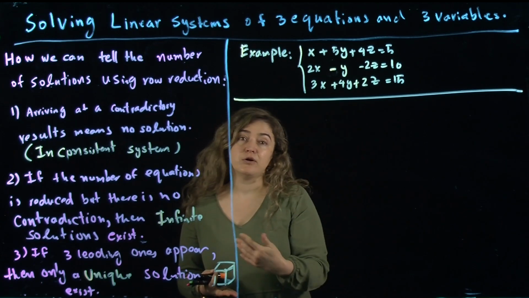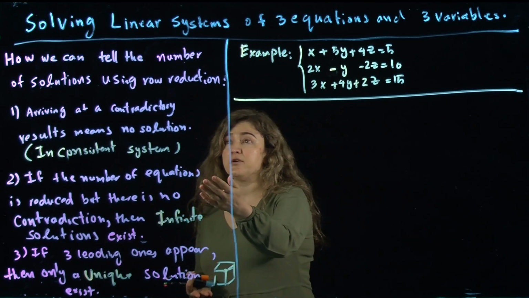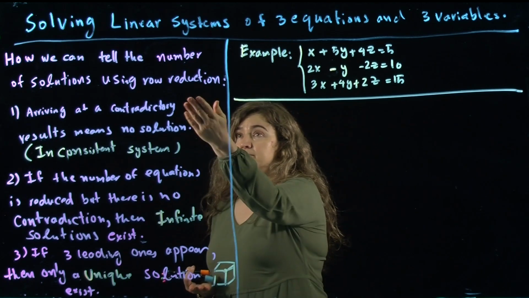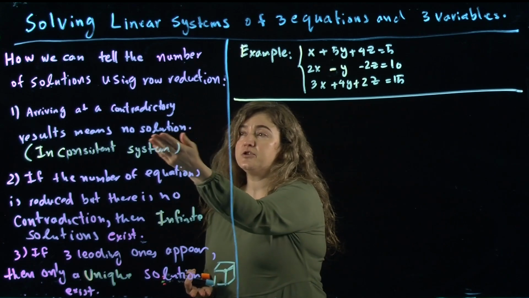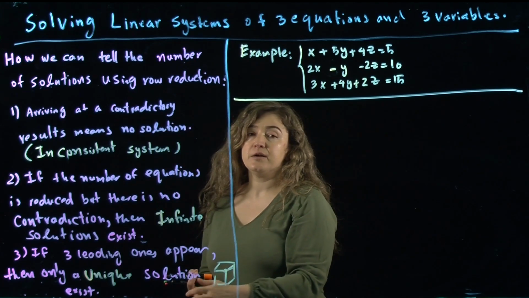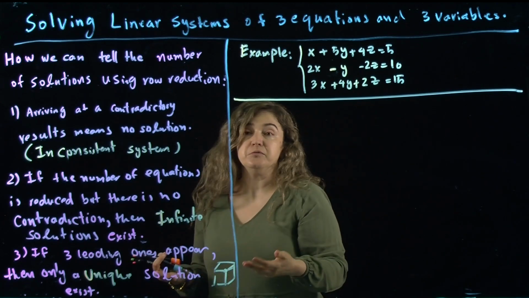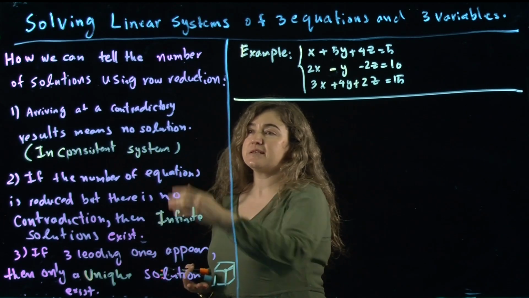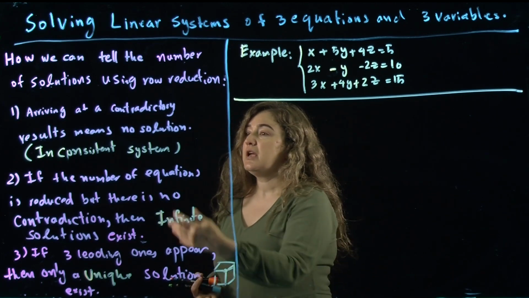Now, is that always the case? No, that's not always the case. After row reduction, we may arrive at a contradictory result. That is a contradictory equation such as 0 is equal to 5. That means that the system is inconsistent, which means there's no solution.